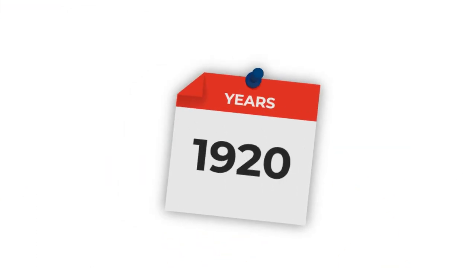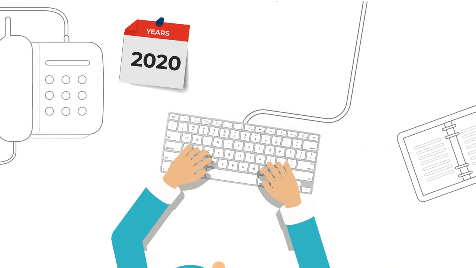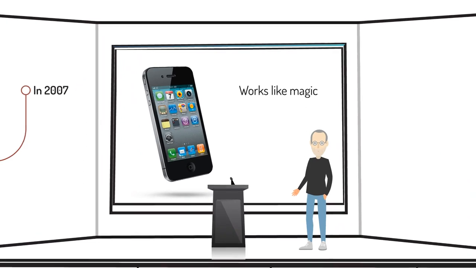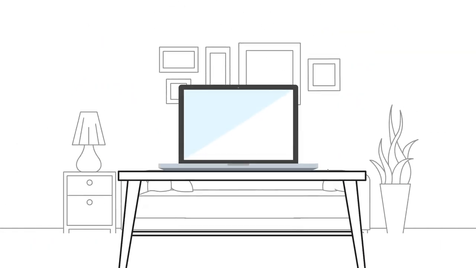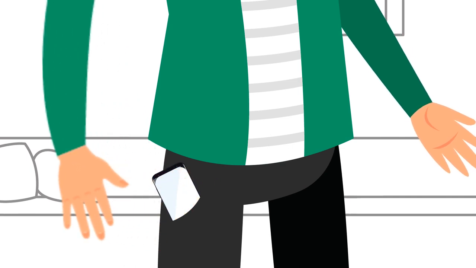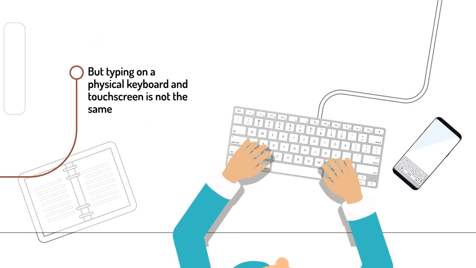The success of QWERTY was so huge that the same layout is still used today as an input device on computer keyboards. In 2007, the mobile world became touch-friendly. Smartphones became our daily pocket computer, and the touchscreen was introduced to use the phone with one hand. But typing on a physical keyboard and on a touchscreen is not the same.